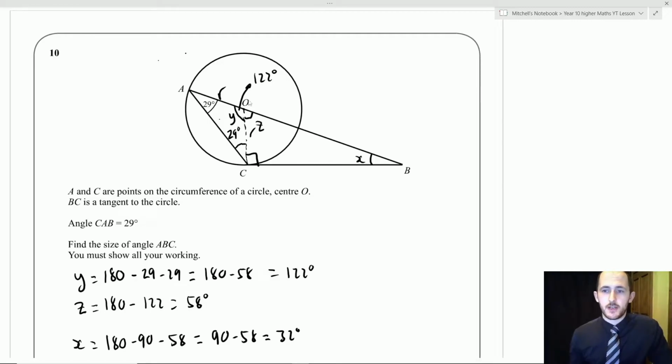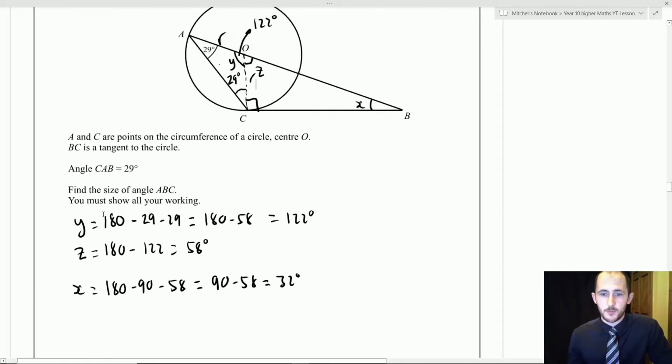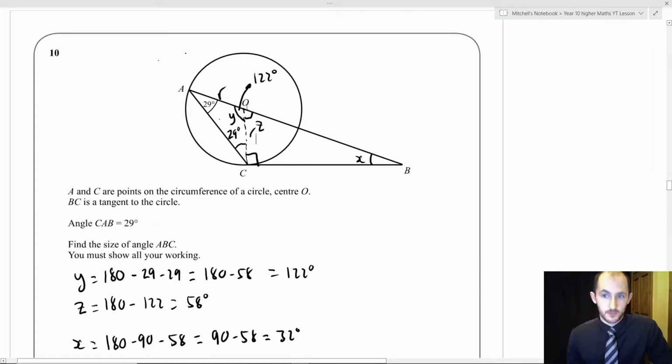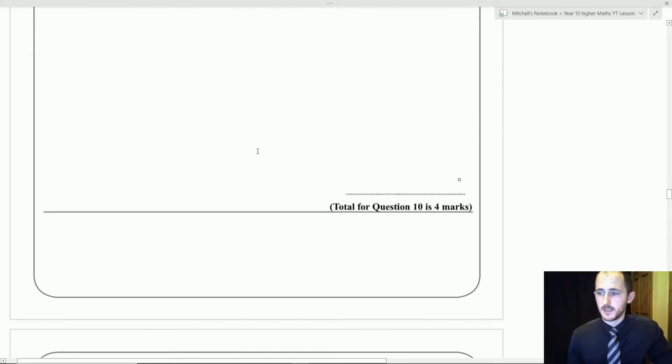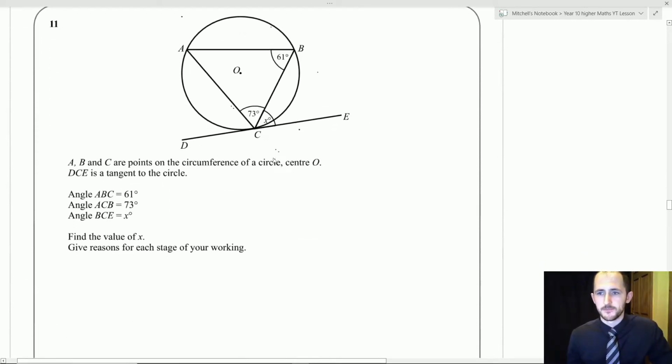Again, this was a really tricky question. There's a reason it's 4 marks. It's not because you're subtracting from 180. That's too easy. The hardest bit was the initial starting bit. Yeah, good. Let's keep hammering through.